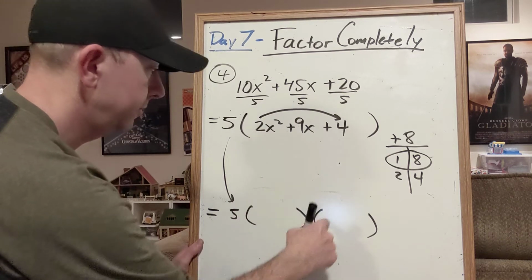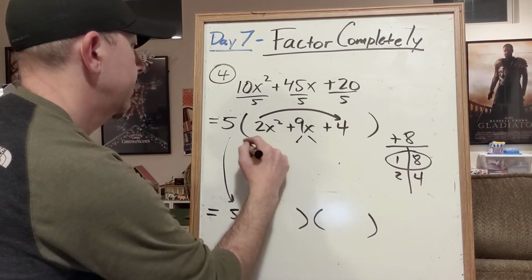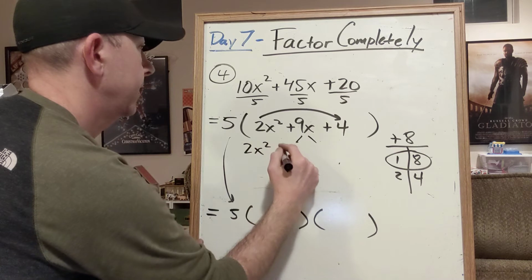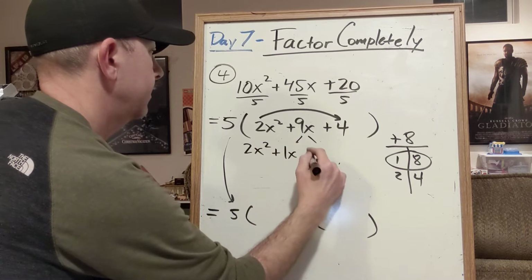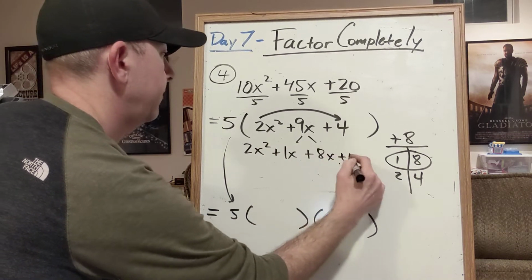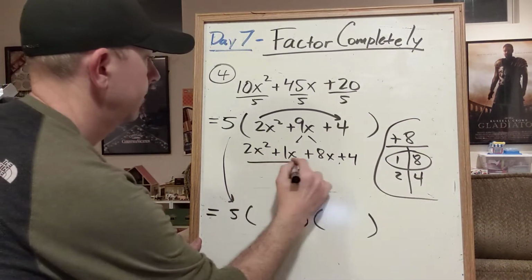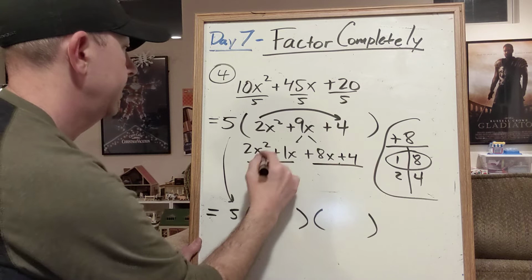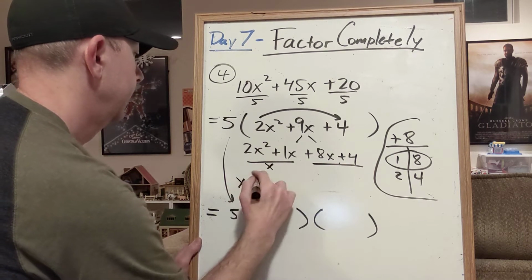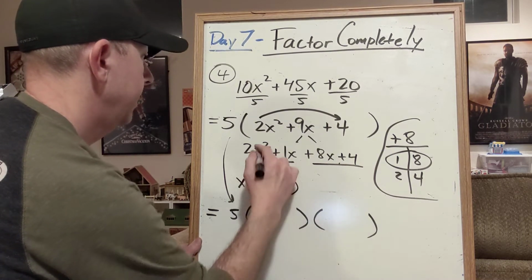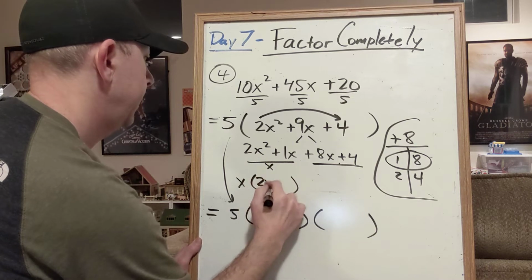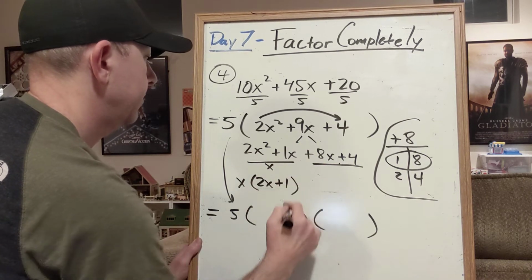We need it to be 2 times that. So we have to split this up and go factor by grouping. So 2x squared plus 1x plus 8x plus 4. This is very good review. We do factor by grouping here. These have an x in common, so we pull the x out. X into that, we get 2x. X into that one, we get plus 1.